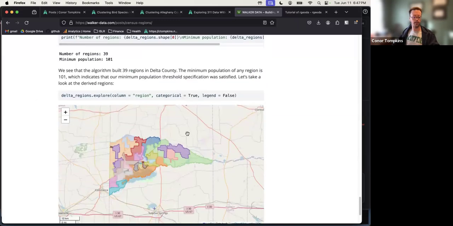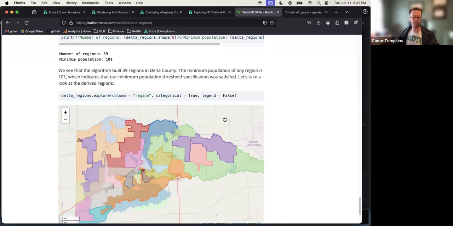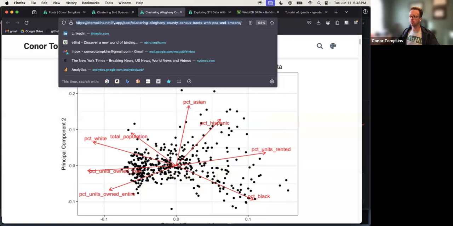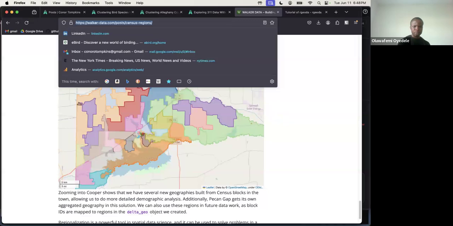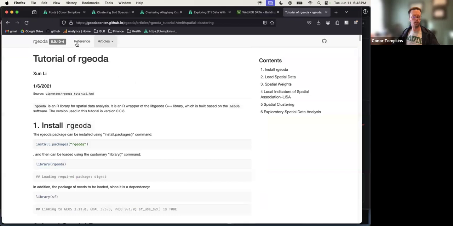So at the end, here he has the final graph where he took those blocks and computed the clusters, and then here's graphing the cluster output. So not the individual blocks, but he's aggregated the blocks up to the cluster that they were assigned to. And each cluster is its own geographical area. So I thought that was an interesting next level approach beyond just hierarchical clustering. You're also adding another constraint there. So I'll put these in the chat as well. And then there's a tutorial for R Geoda, which is the package that you can use to do that clustering in R.